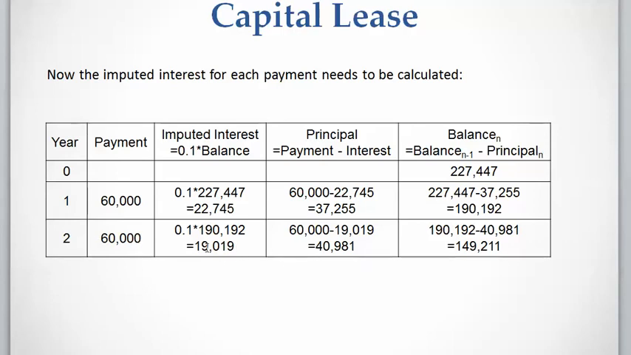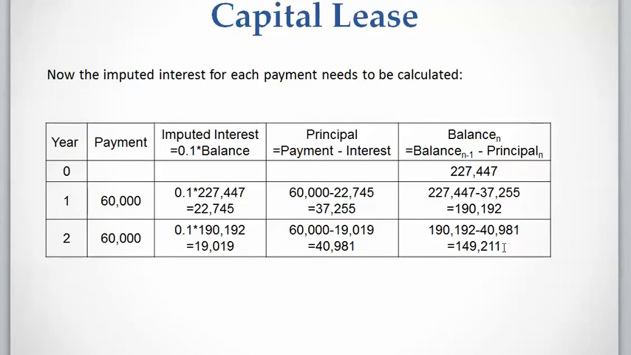If we deduct this interest from the payment, the remaining is the principal. So the payment of $60,000 minus the interest that we calculated here gives us the principal portion of the $60,000. In order to calculate the balance, the balance equals the balance of the previous year minus the principal that we calculated here. The remaining is the balance for year 2.